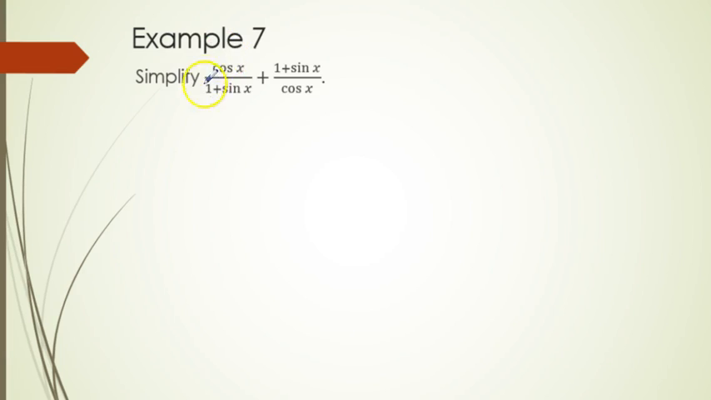So here's an example. I see one fraction plus another fraction. Now these fractions do not have common denominators. So for the fraction on the left, I'm going to have to multiply top and bottom by cosine. And for the fraction on the right, I need to get the 1 plus sine of x in the denominator. So I'm going to have to multiply top and bottom by both of those pieces, 1 plus sine of x.